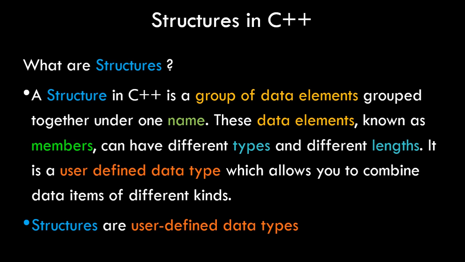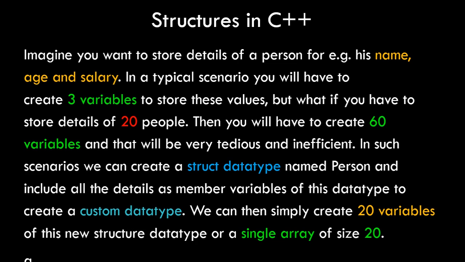Let's take a scenario first. Imagine you want to store details of a person, for example his name, age and salary. You have to create a program to take input from the user and store all these details for one person. In a typical scenario, you'll have to create three variables to store these values, but that would be for one person, right? What if you want to store details of 20 people? In that case, you'll have to create 60 odd variables, that is 3 variables for each person. For 20 people, you'll have to create 60 variables, and that is a very tedious and inefficient way of creating simple variables.